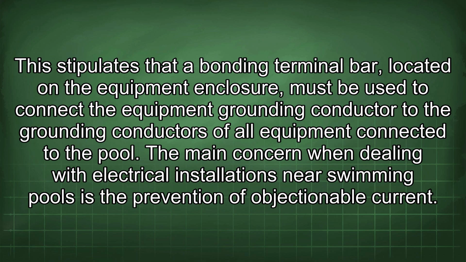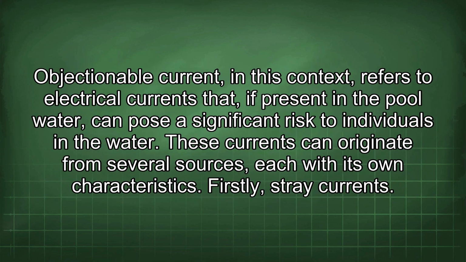The main concern when dealing with electrical installations near swimming pools is the prevention of objectionable current. Objectionable current, in this context, refers to electrical currents that, if present in the pool water, can pose a significant risk to individuals in the water. These currents can originate from several sources, each with its own characteristics.